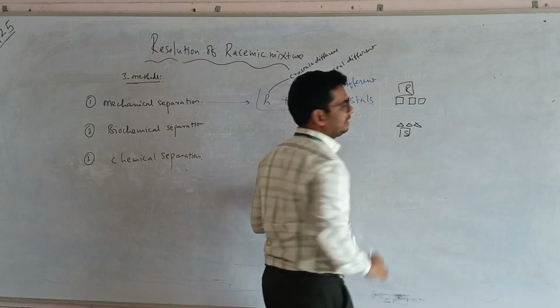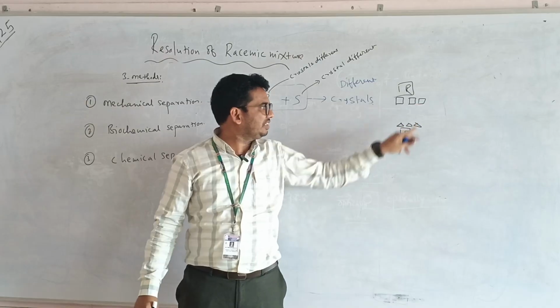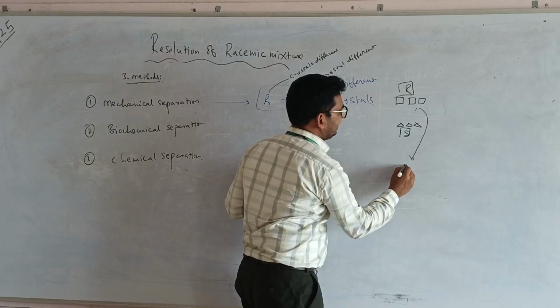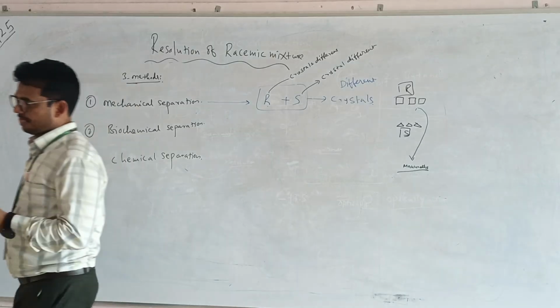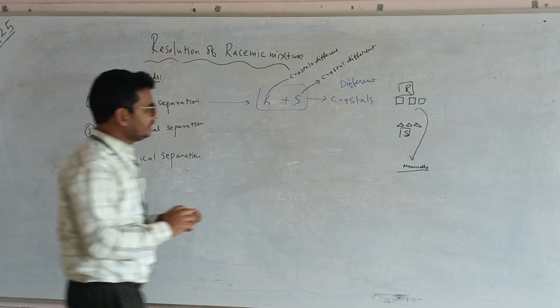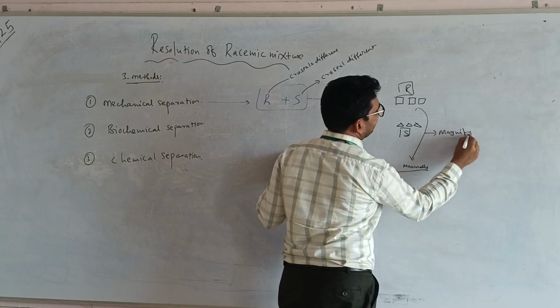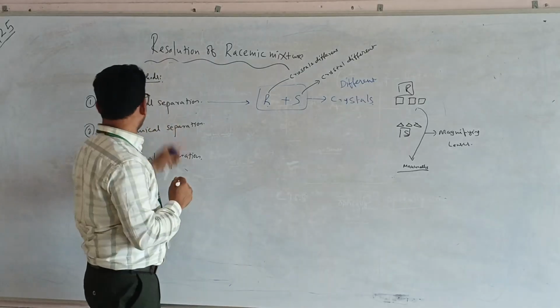Can we separate them easily? Because crystal size and shape are different, this one has a different shape and that one has a different shape. So we separate them manually. We use magnifying lenses for this separation because the crystals are very small. This is one of the methods.